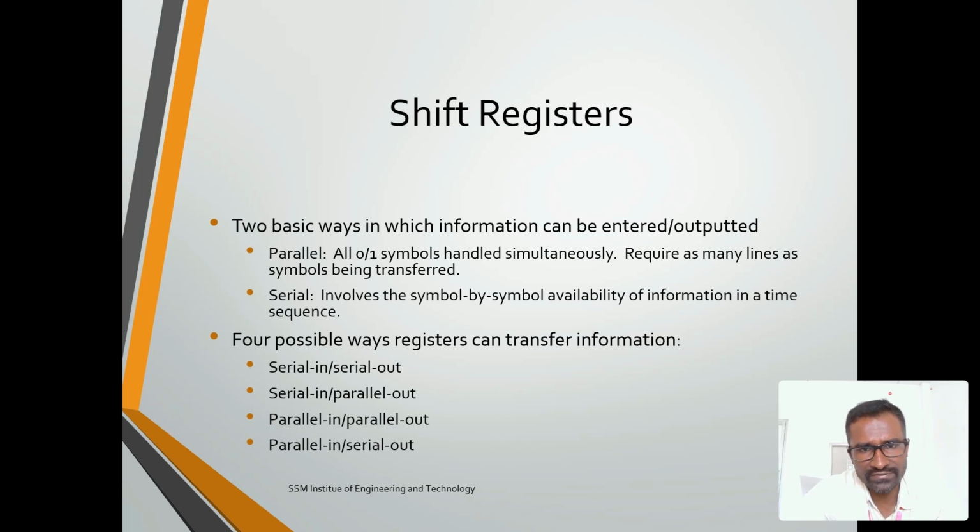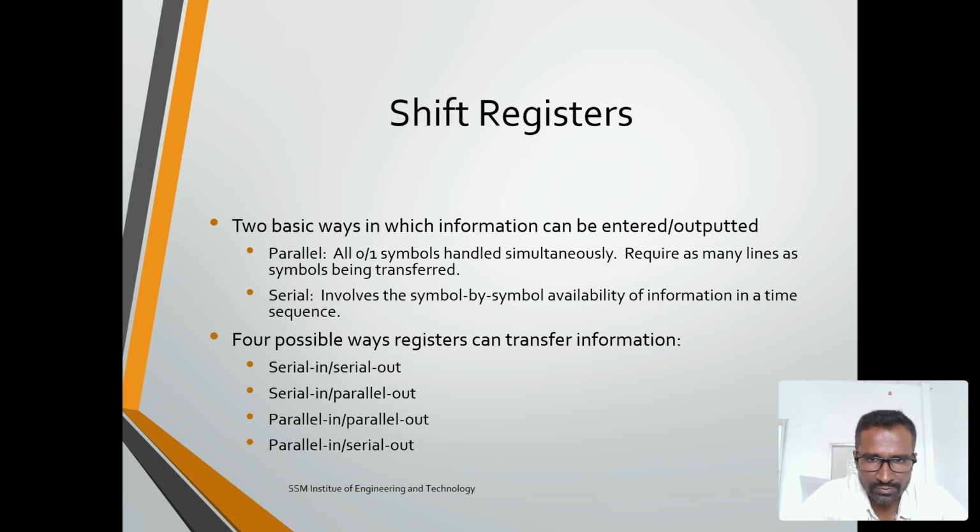There are two basic ways to move the data within the shift registers: serially or in parallel. In serial manner, the data or symbols are made available in a time sequence, one after another. At a time, one data bit is passed to the shift register. For example, the first data in the first minute, the second data in the second minute. Like that, we shift the data in serial manner. In parallel manner, we handle the data and shift it simultaneously. It requires many lines for the symbols being transferred, but we can handle them simultaneously.